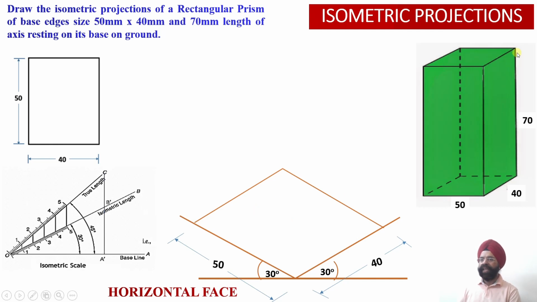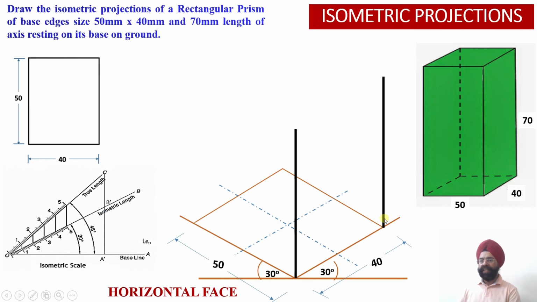Now we know that the height of the prism is how much? 70 millimeter. So from the y axis I can draw the height of this prism equal to 70 millimeter. This is the height of the rectangular prism, okay? Now the height corresponding to these two points also needs to be drawn. One vertical edge representing the height we have drawn. Now this is the second vertical edge, and here we get the third vertical edge.